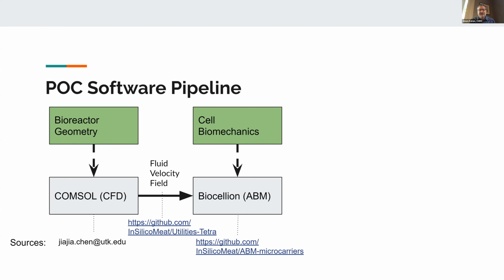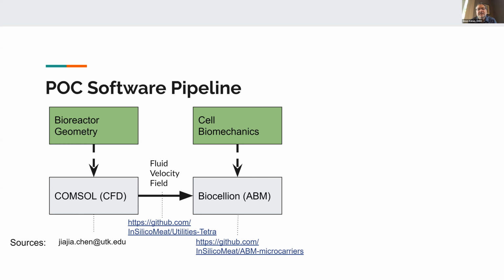That feeds into Biocellion, which is an agent-based modeling and simulation system, attuned to the needs of biology. That also has to take into account cell-to-cell biomechanics. That information has to come out of papers and resources, domain experts. So that's another input to the pipeline. And that microcarrier ABM model can be found on GitHub as well.